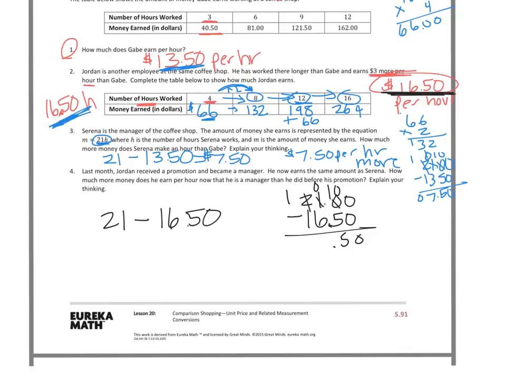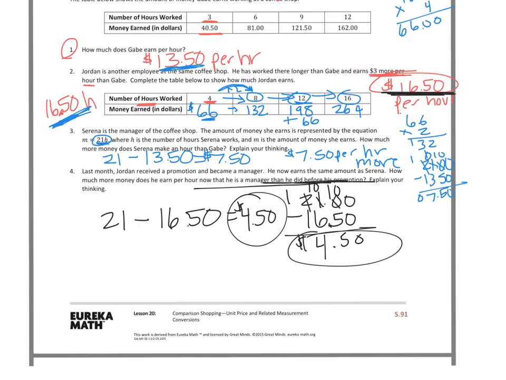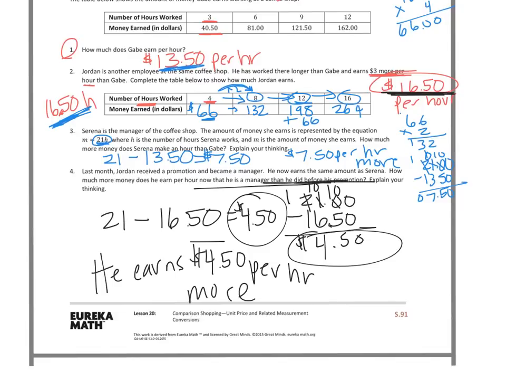And I'm going to do some borrowing here, and it looks like it's $4.50. And again, when it says right in here, we need to know how much more money does he earn. He earns not $4.50 more, $4.50 per hour more. And it's important that we add in that per hour, because that's telling us that it's a rate. It's not just a set amount.